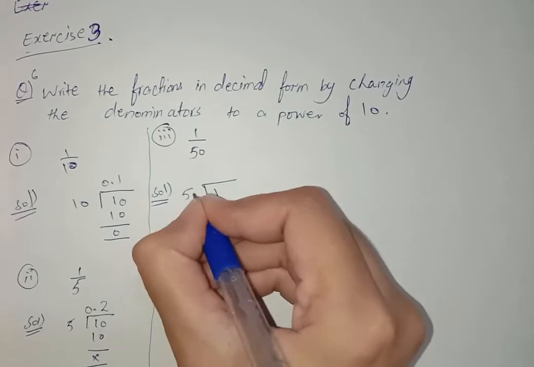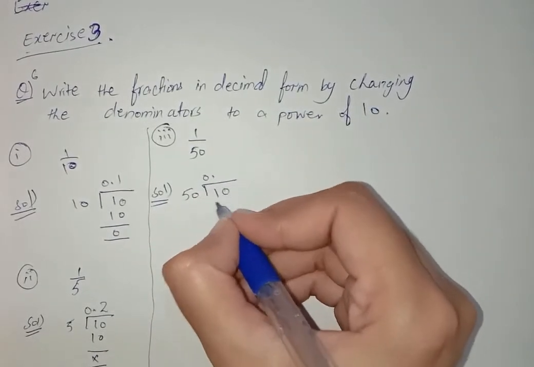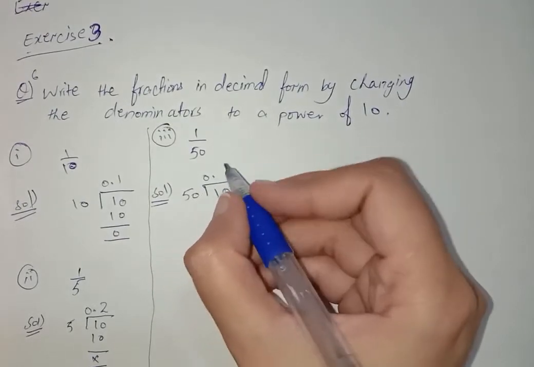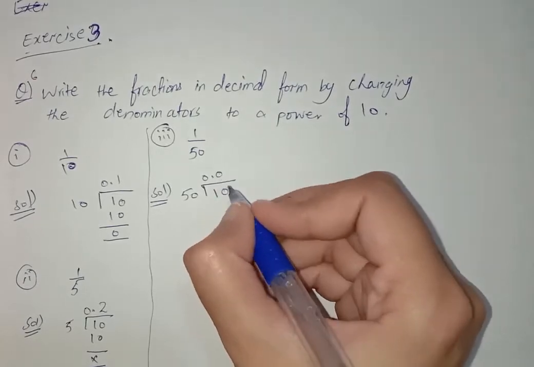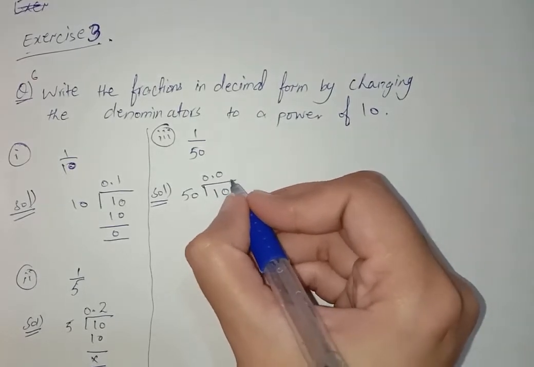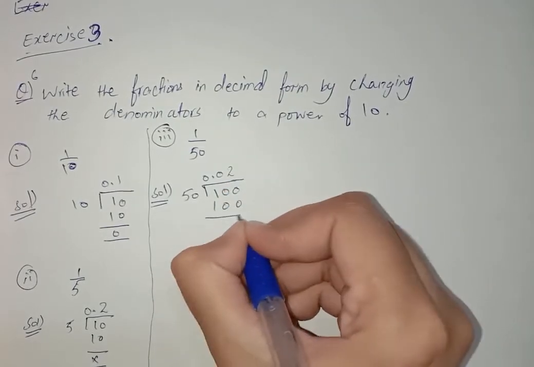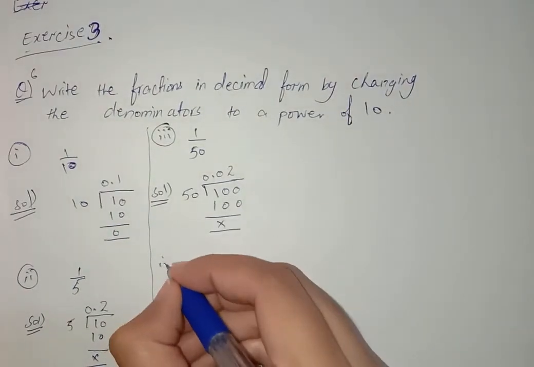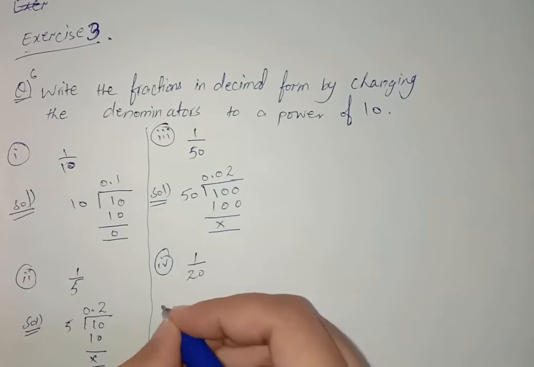1 and 50. 1 doesn't come in a table of 50, so we can place 0 point. 10 also doesn't come in a table of 50, so we can place one more 0. For placing one more 0, we can place here a 0 and 0. 50 2s are 100. Okay, now move towards its part number 4, which is 1 by 20.